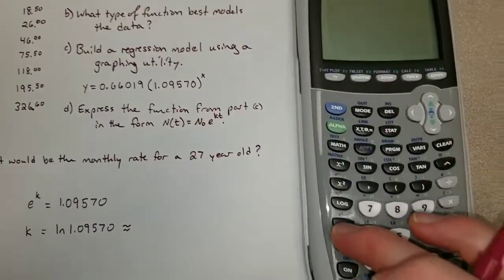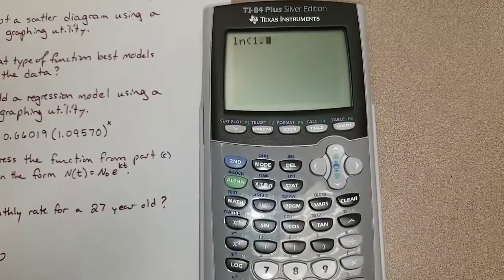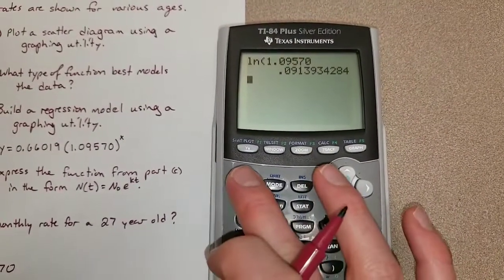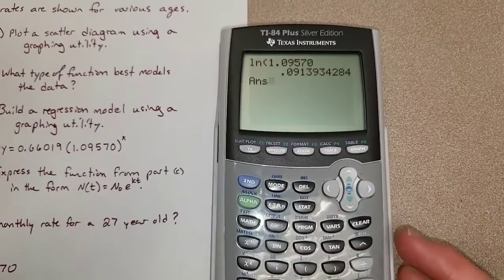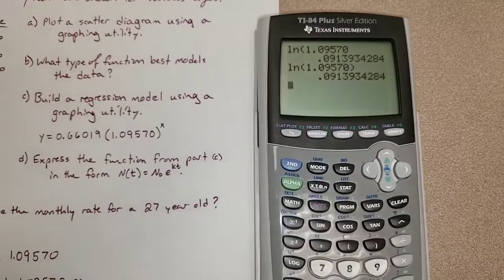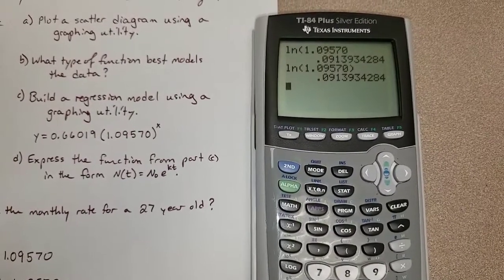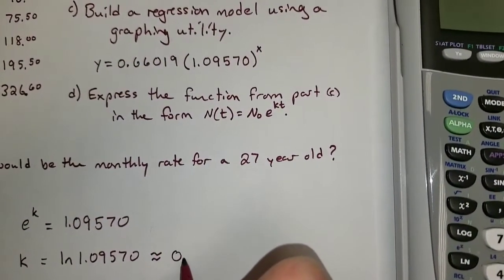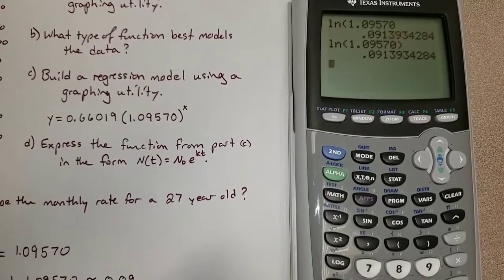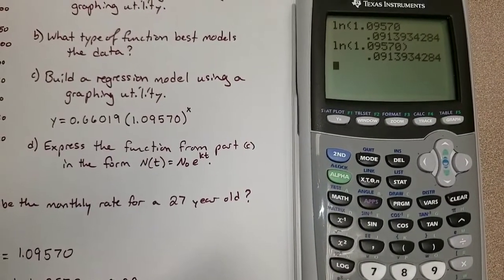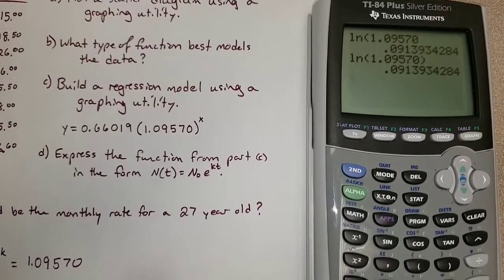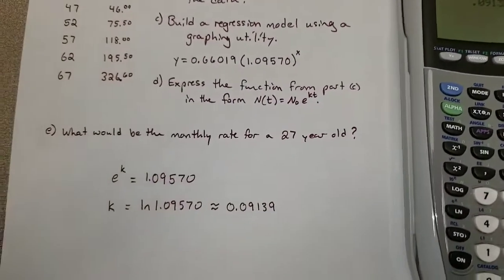I can go over to my calculator here. Natural log of 1.09570. Oh, I didn't put my parenthesis on there, but I actually don't think that it matters. Oops. Well, let's just make sure. And it doesn't. Okay. And so I get 0.09139 as my k value. 0.091393. Now, 1, 2, 3, 4, 5. I would be consistent. We'll just go 5 places after the decimal there.